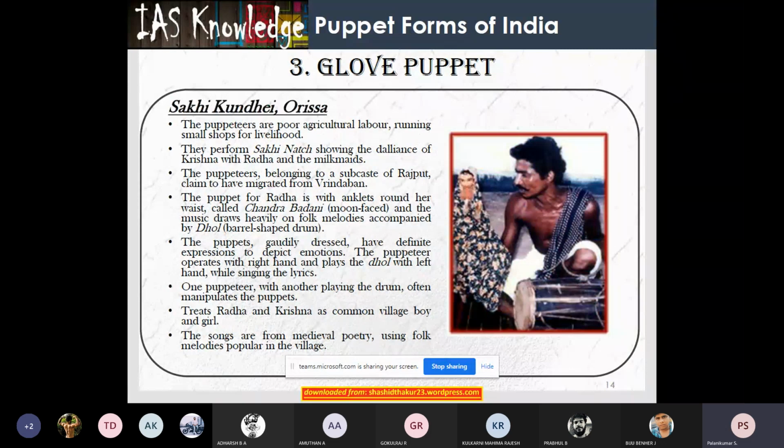As far as this tradition is concerned, especially Sakhi Kundhei, there is more than 4,000 years of history. The only thing is we couldn't find any written evidence, but it was transferred from generation to generation within a particular community or region. They do it as a family business, teach their young generation, and they also perform. Likewise, it has been transferred for more than 4,000 years.